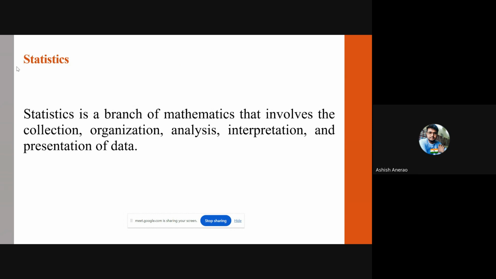Okay, so first of all, statistics. What is statistics? Statistics is nothing but the branch of mathematics which involves the collection, organization, analysis and interpretation of the data. I will explain one by one. First of all, we identify our research problem. After that, we choose either primary data or secondary data. What is primary data? What is secondary data?